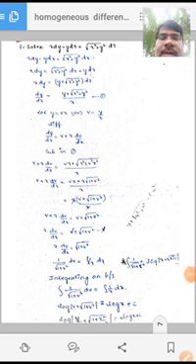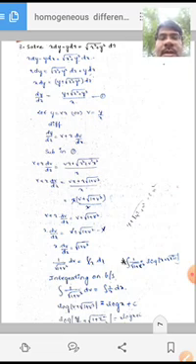Solve the differential equation x dy minus y dx is equal to square root of x square plus y square dx. We rewrite the differential equation in the form x dy is equal to square root of x square plus y square dx plus y dx, that is, x dy is equal to y plus square root of x square plus y square dx. So dy by dx is equal to y plus square root of x square plus y square by x.